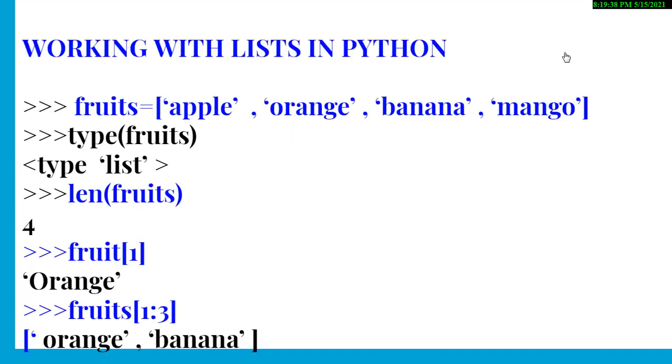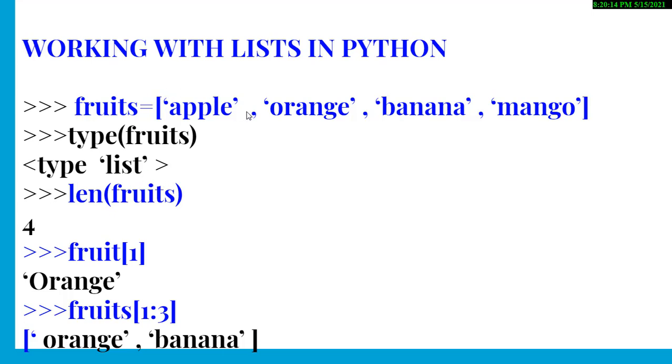Working with list in Python, we are taking one small example. Let us consider the example of a fruit, where fruit is assigned four items, namely apple, orange, banana, and mango, enclosed in square brackets and separated with commas. If I want to know the type of fruit, I need to type type(fruit), and it will give me the output as list.